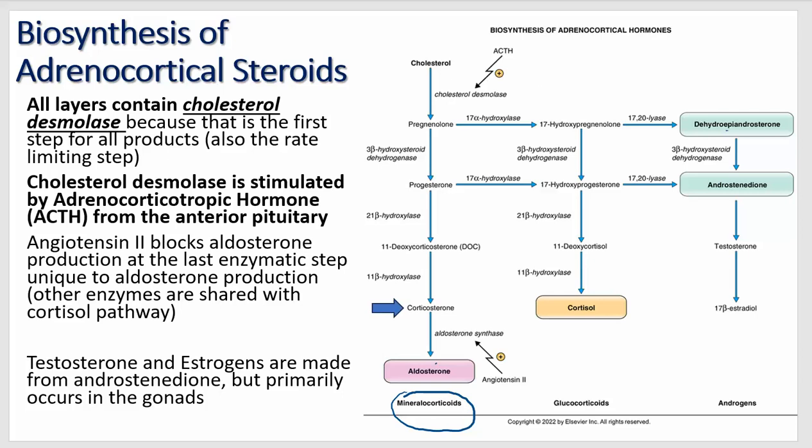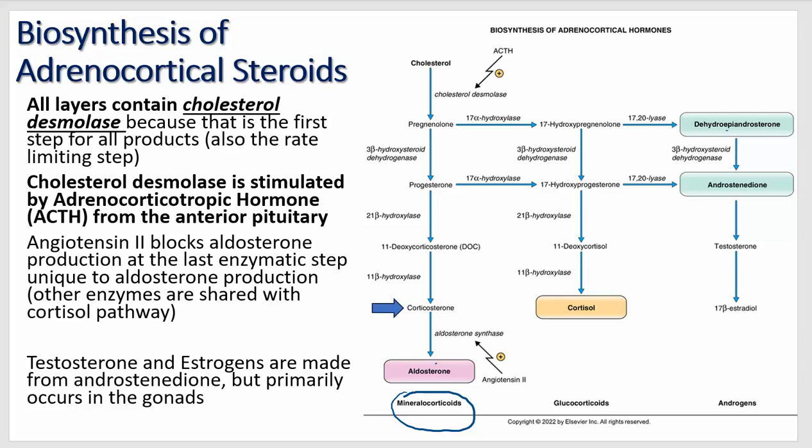So all the layers contain the cholesterol desmolase because that's the first step for production of everything. It's also the rate limiting step. So get that done, and then the rest of these things can just fall into place if the enzymes are there. So cholesterol desmolase is stimulated by the adrenal corticotropic hormone, so the ACTH, from the anterior pituitary.